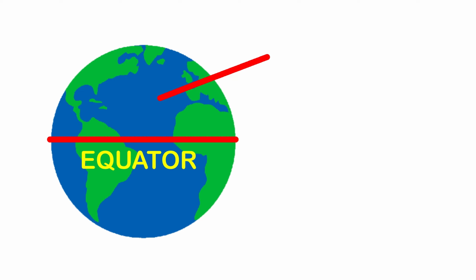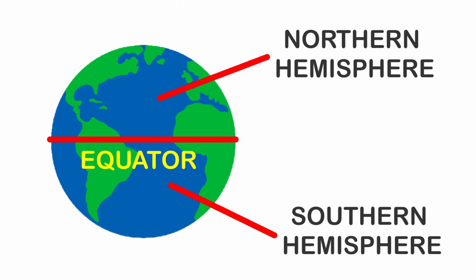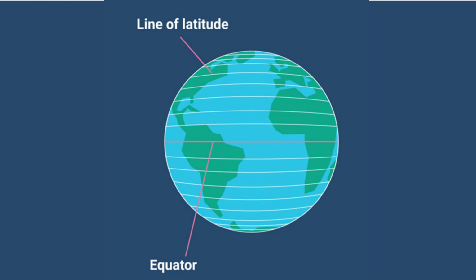The northern half of the Earth is known as the northern hemisphere, and the southern half of the Earth is known as the southern hemisphere. They are both equal halves. Therefore, the equator is an imaginary circular line and is a very important reference point to look at places on the Earth. All parallel circles from the equator up to the poles are called parallels of latitudes. Latitudes are measured in degrees. The equator represents the 0-degree latitude.